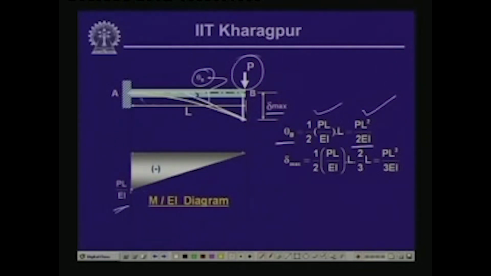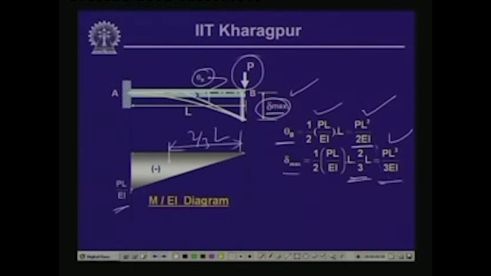Also, when we draw a tangent over here, this is the tangential deviation of the elastic curve at this particular point, which is equal to the delta max. So, if we take the moment of the M by EI diagram with respect to this point, we are going to get the value of the deflection. So, delta max is equal to half PL by EI times L times the distance of the CG from here, which is 2/3 of L. If we employ that, that gives us a value of PL cube by 3 EI.